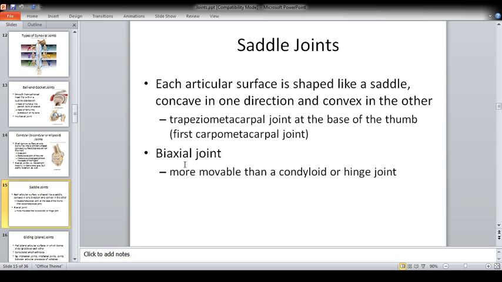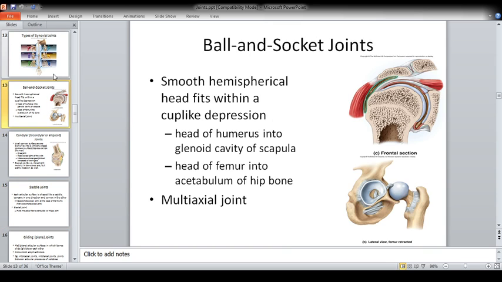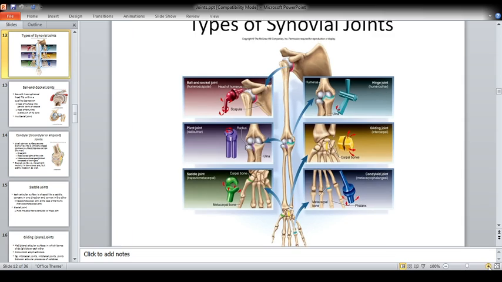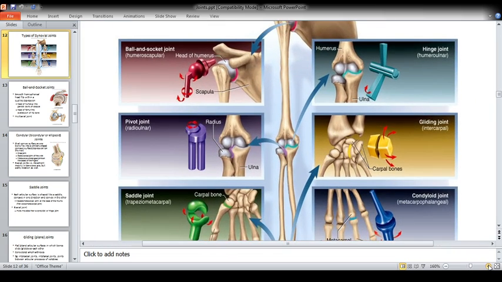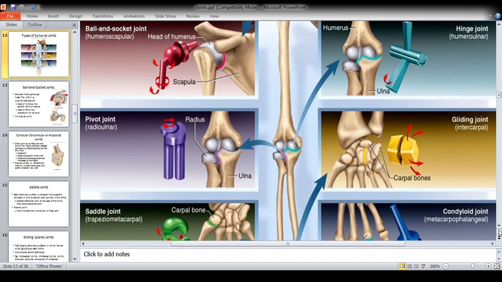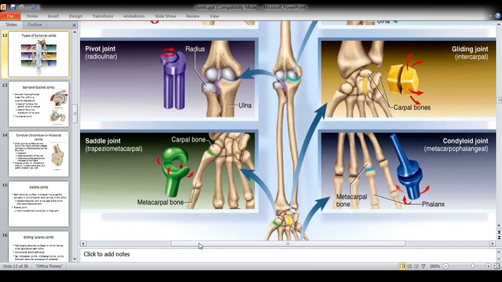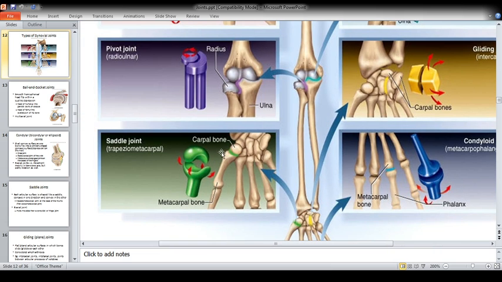It is also a biaxial joint that is more movable than a condyloid or hinge joint. So let's look at an example of the saddle joint. So this is the trapezio-metacarpal joint that is present between the thumb and the first metacarpal.